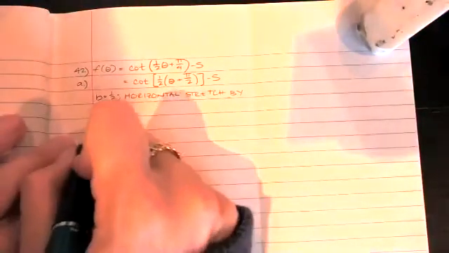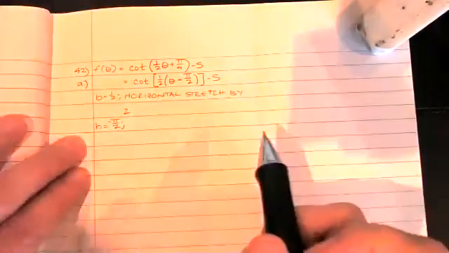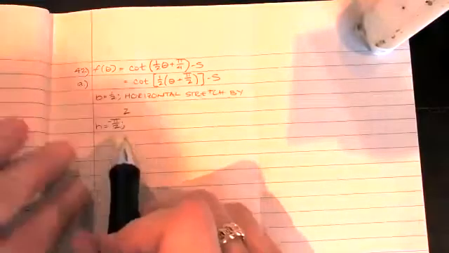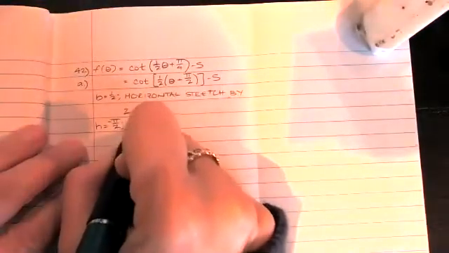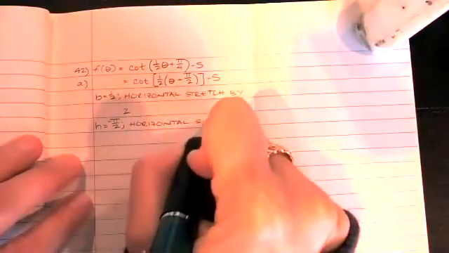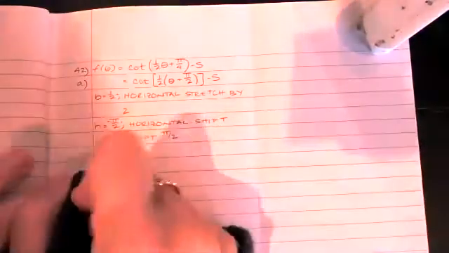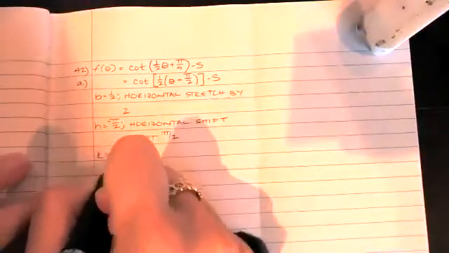Okay, so H equals negative pi over 2. Remember, H has changed sign, so I know it says plus, but really it's the opposite. That's going to be a horizontal shift left pi over 2. And then we've got K is negative 5, and that's a vertical shift down 5.